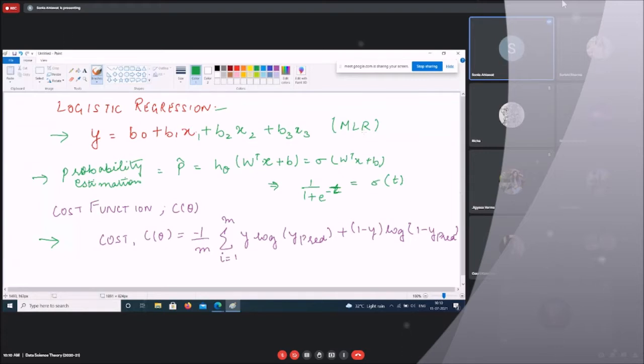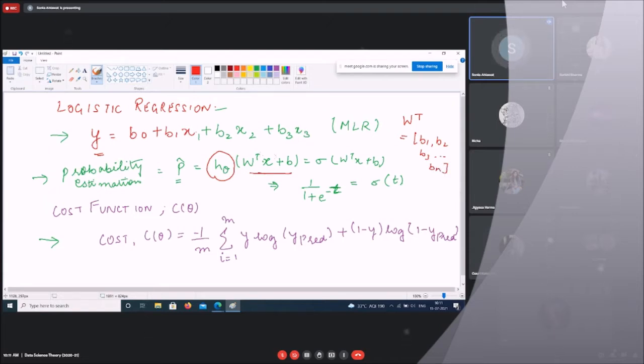Fine. So after this, what we said is that in case of logistic regression, it actually works on the probability estimation of the data points. So if we see that P is our output, then it is nothing but a function that is governing this equation, which is equal to this. Here WT is nothing but weight transpose, where weights are your B1, B2, B3, and so on till B of n.